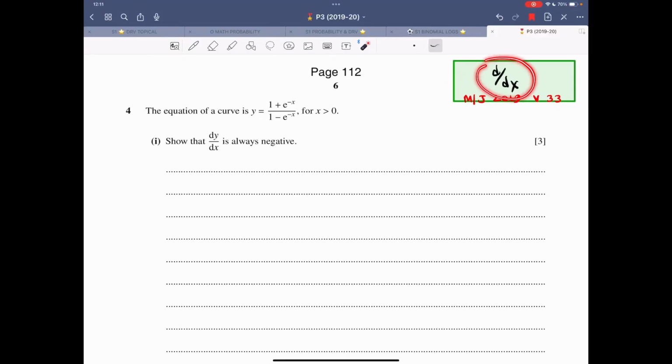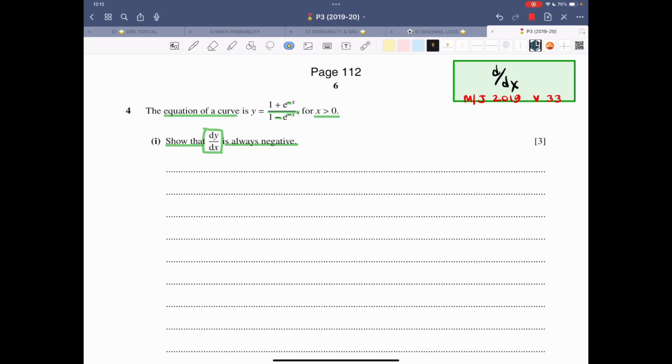In today's class, we are focusing on this differentiation question that is from May-June 2019, variant 33, question number 4. Now let's start underlining the question. The equation of a curve is y equals 1 plus e raised to the power of negative x, divided by 1 minus e raised to the power of negative x, for x greater than 0. Show that the gradient function dy by dx is always negative.